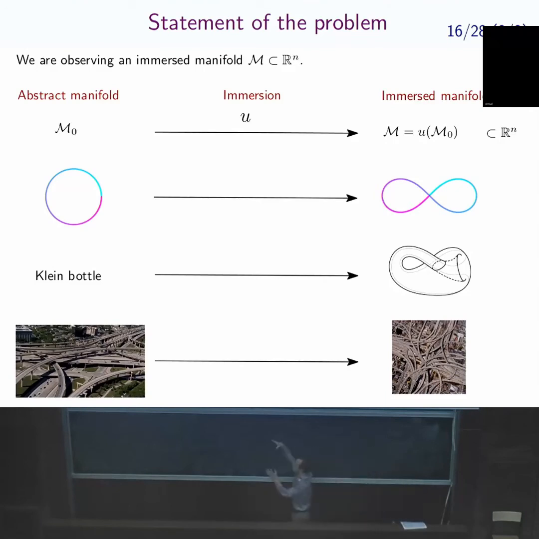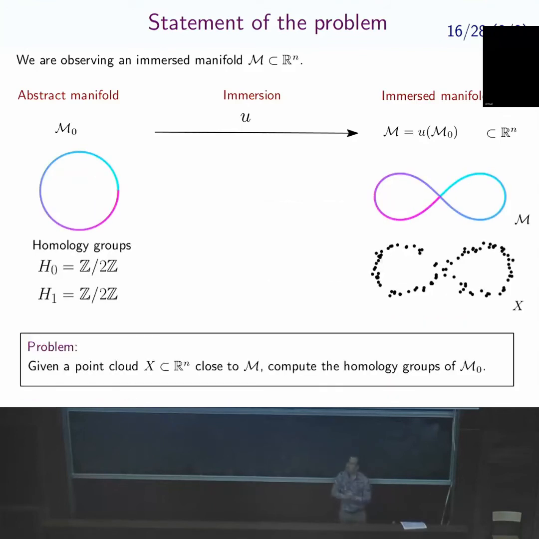This is a picture of an exchange road in Dallas. So this is just a bunch of lines of roads, right? But seen from the top, you can see a bunch of intersecting lines. So this is an immersion. Okay. And the problem is the following. I do not observe the abstract manifold, but the immersion. And I want you to give me the homology groups of the initial manifold. And a weaker, harder question could be, I only have access to a sample, potentially noisy, of this immersion.